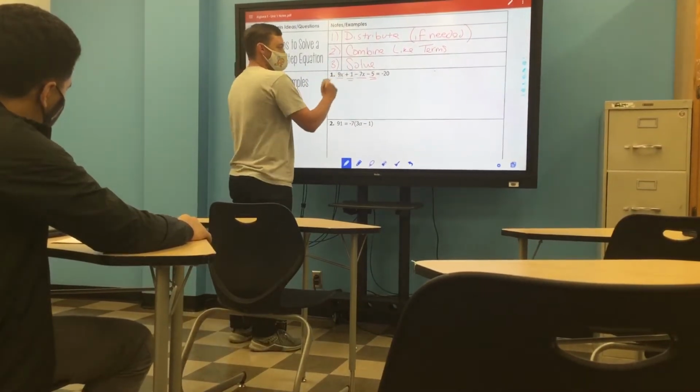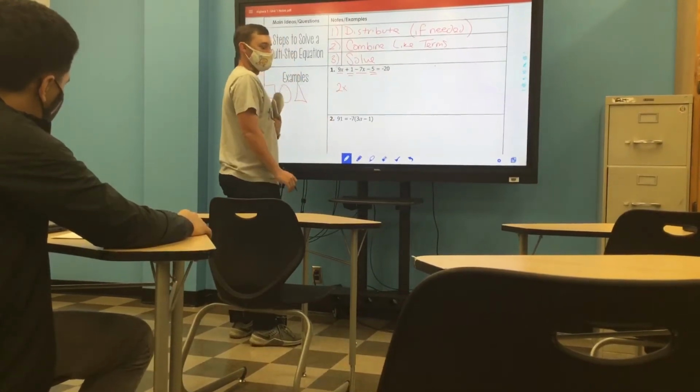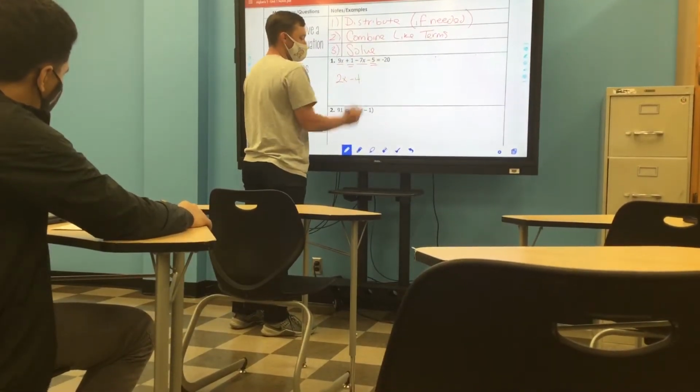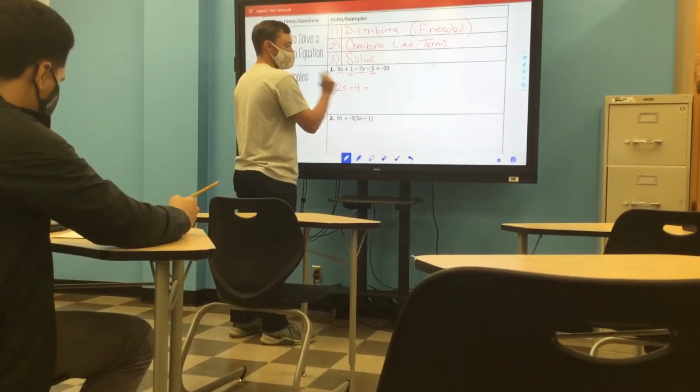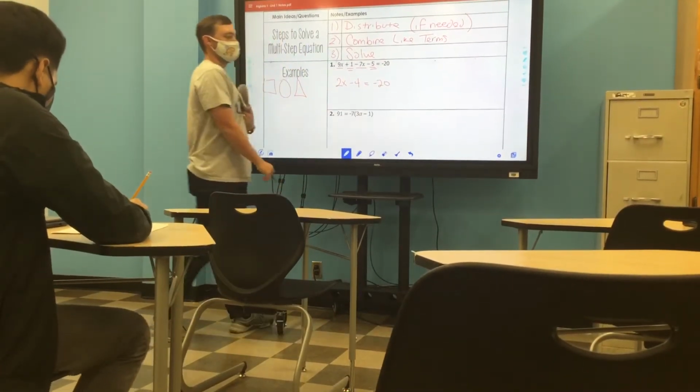Alright, so we got 9x and then negative 7x, it's going to be 2x. So 9 minus 7 gives us 2x. 1 minus 5 gives us negative 4. Those are our like terms that we just combined. And then negative 20, that was on our right side.